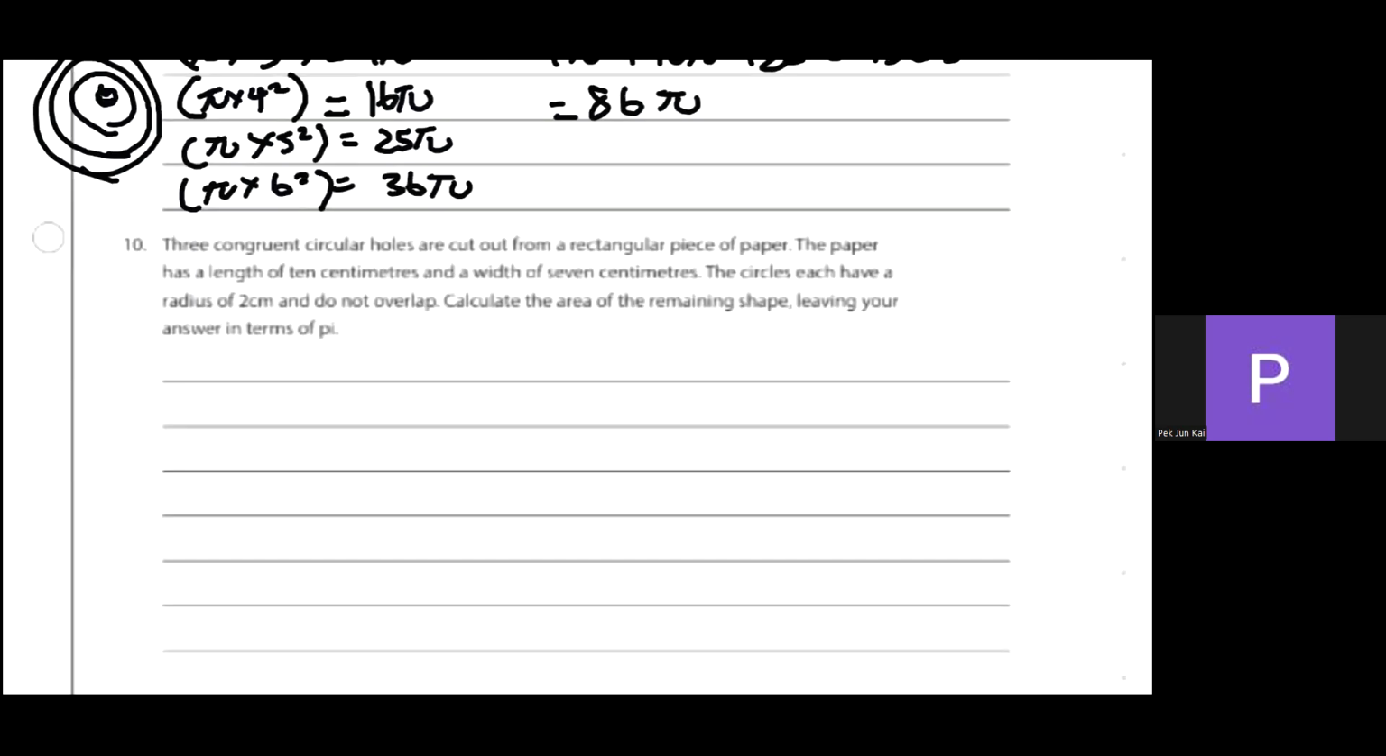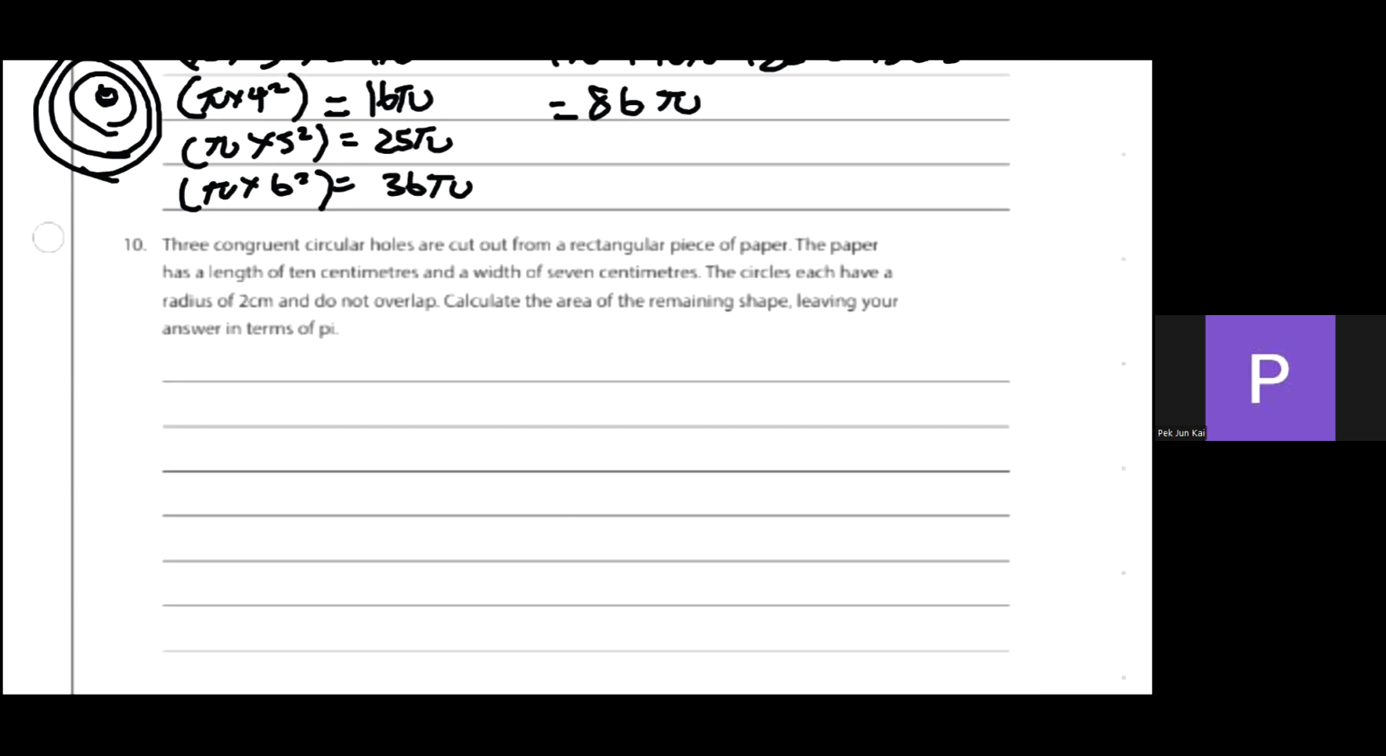Next, question number 10, which is the last question for this compound shapes with circles section. Three congruent circular holes are cut from a rectangular piece of paper. The paper has a length of 10 centimeters and a width of 7 centimeters. The circles each have a radius of 2 centimeters and do not overlap. Calculate the area of the remaining shape, leaving your answer in terms of pi.